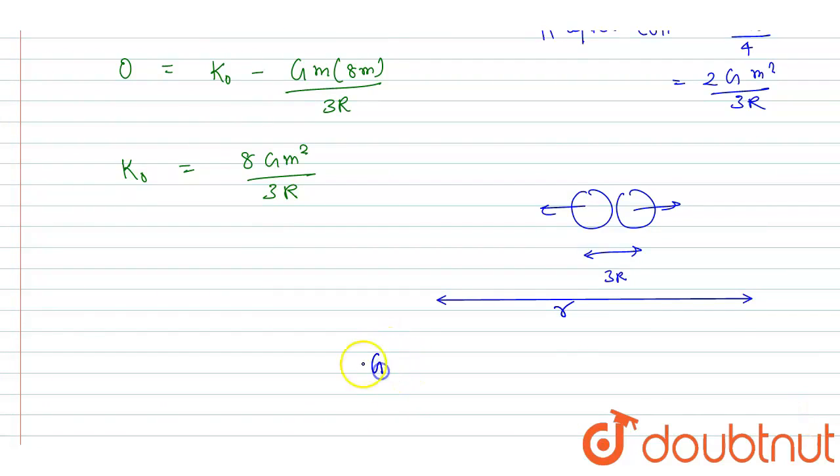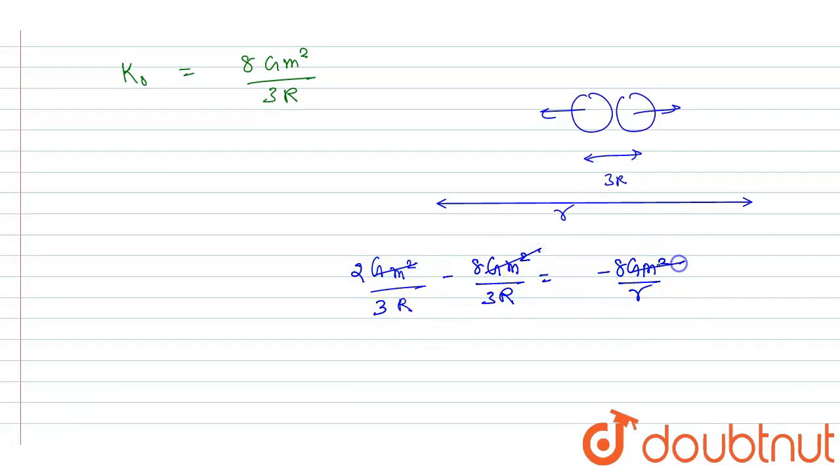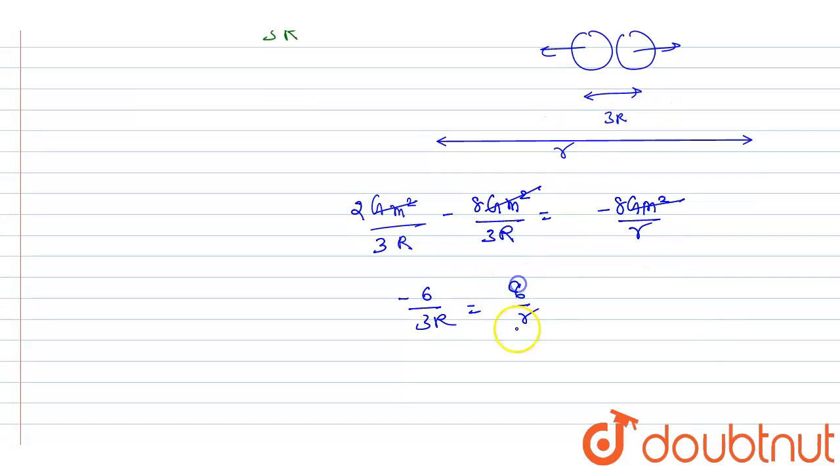So I will write here, the initial kinetic energy is this, and the initial potential energy is this. Finally, the maximum distance between them, let's say it is r. You can cancel this out. So 2 by 3 minus 8 by 3 will be 6 by 3. Now you can get this small r, it is equal to 4r, and this is the answer of this question. The maximum separation between the centers will be 4r.